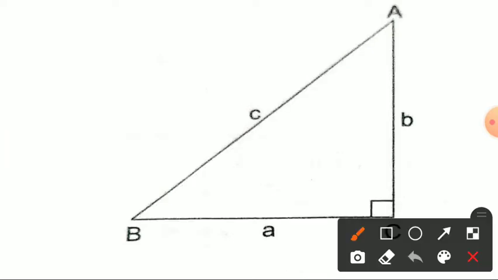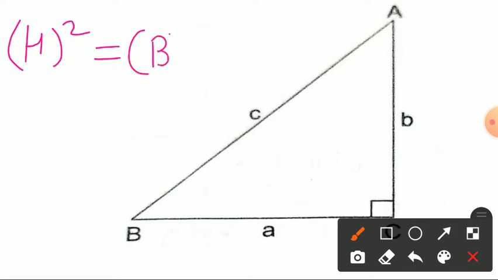So what is the relation? The relation is saying that the square of the hypotenuse is equal to the sum of squares of the two sides, and these are the two, base square and perpendicular square. It will be equal to base square plus perpendicular square.